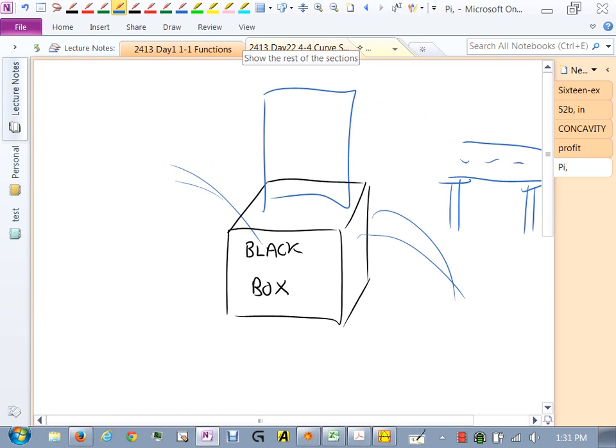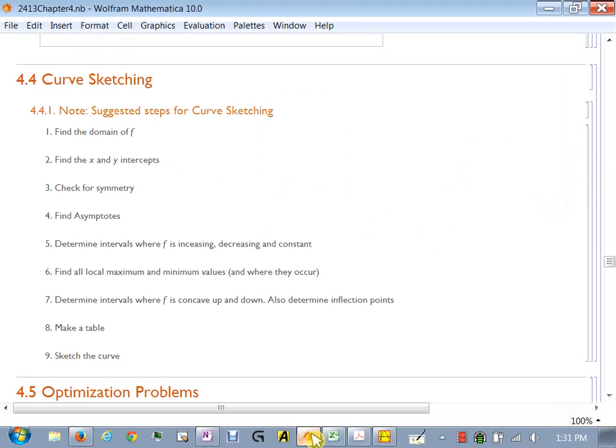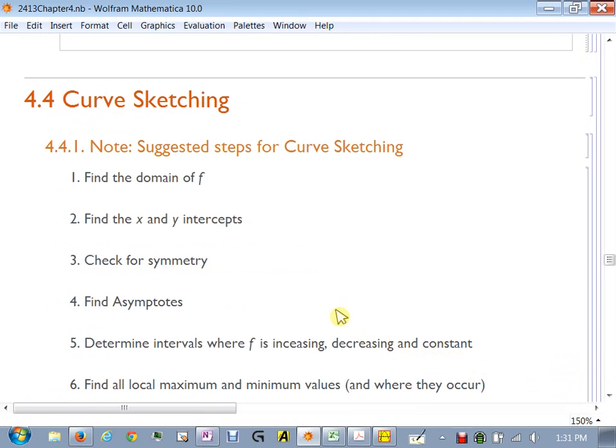I'm going off topic. We need to get back on this thing. So here's what we need to do. Sketch a curve, right? Sketch a curve. So here are the steps. The book has a bunch of steps. This is what I'm going to break it down as, all right? We're going to find the domain of the function. That's the first thing we're always going to do. Just look at the domain of the original function.